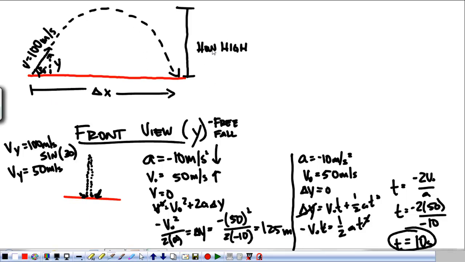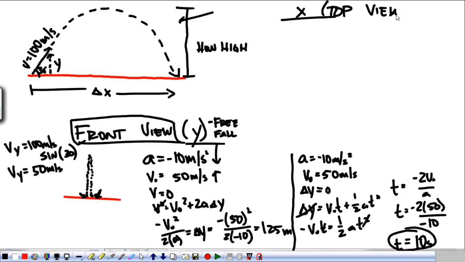So in the y direction for the entire projectile problem, all we have is what happened with the free fall problem. That's all in the y. In the x direction, it's even better. In the x direction, let's take a top view.